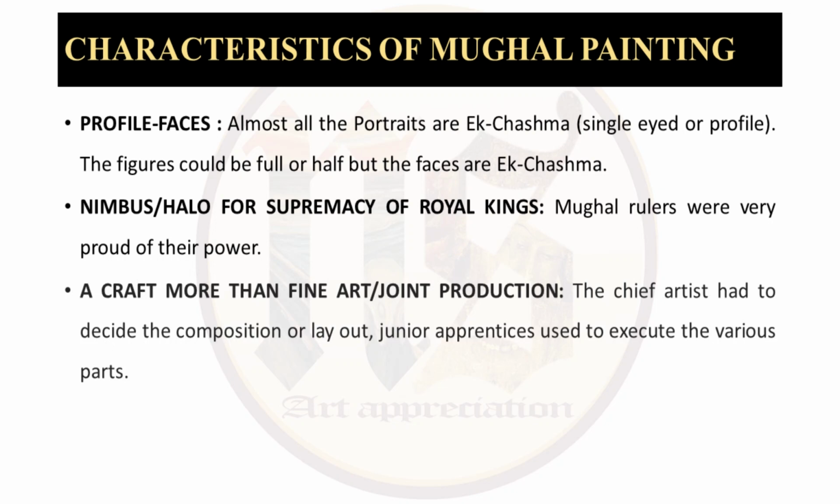Mughal art or miniature art of that time was more of a craft than fine art because this was all joint production. The chief artist would decide the composition or the whole layout, and the juniors, his apprentices, would execute the various parts. Some would do the sketch, the second one would do the background, the third one would do the figure, somebody for portraiture, and all this thing was divided. And even the basic drafting, grinding, filling of colors, the work was divided and distributed. And they were paid accordingly and given honors accordingly.